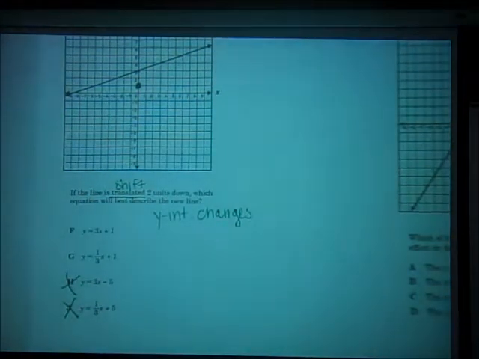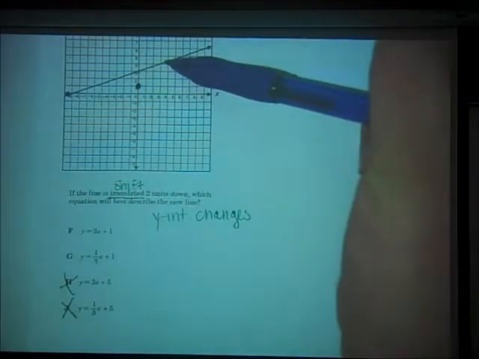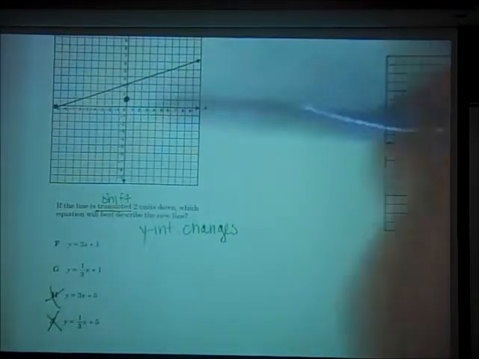So the next question for you is, did the slope change? No, it didn't. That's right. Because the only thing that changed was the y-intercept. It said it translated down, which means it shifted down. So if I can find the slope of this line here, then I'm going to be able to find the slope of my new line.